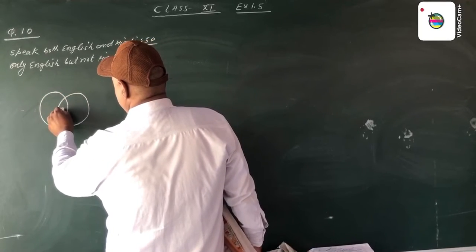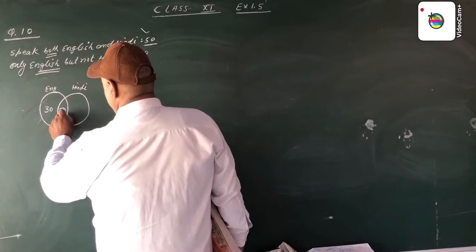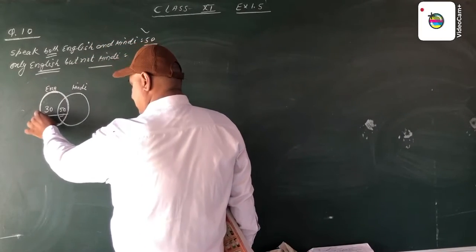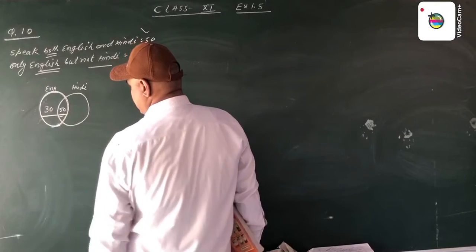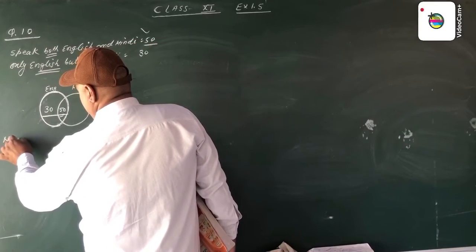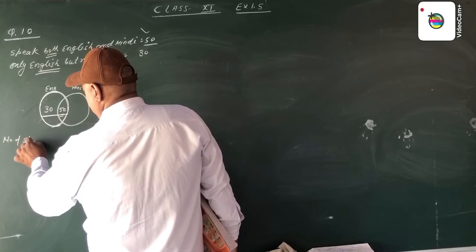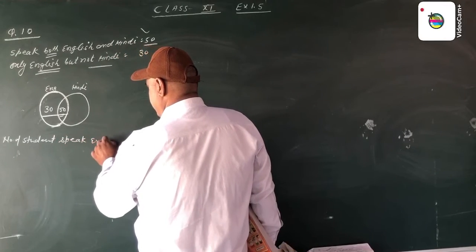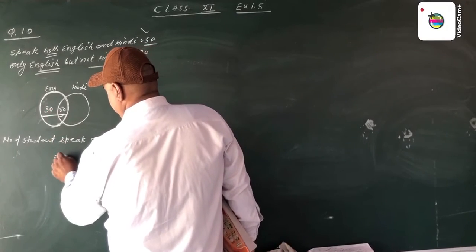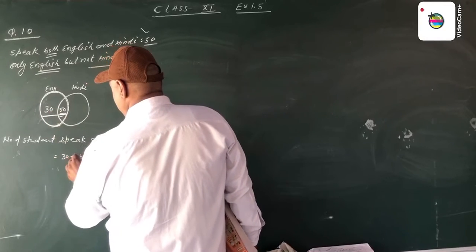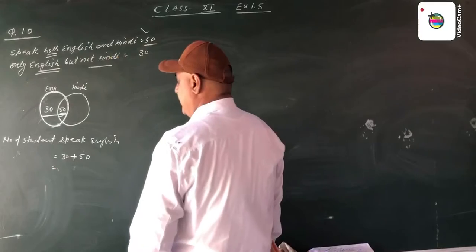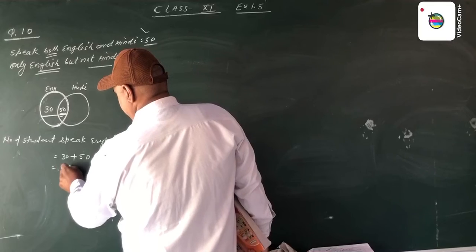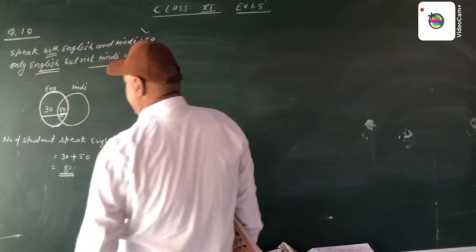this is the 50 students. Find the number of students who speak English. Now this is the circle of total English. These are the total students of English. Now the number of students who speak English: only English means 30 students, plus these 50 students who speak English and Hindi, which is also counted in this area. So the total number of students is 80. 80 is the number of students who speak English.